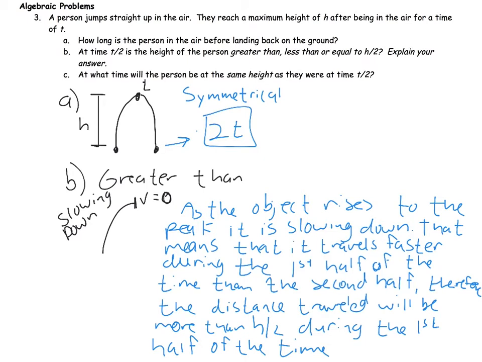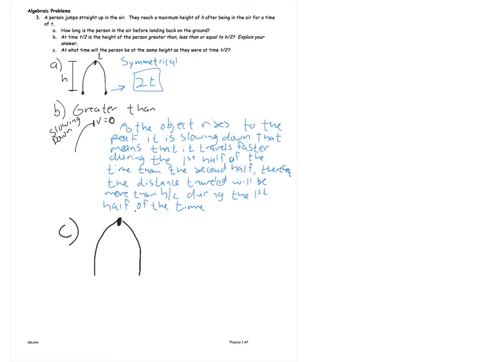One last thing, at what time will the person be at the same height as they were at t over 2? Once again, I'm going to draw my picture here. Here's my time of t. Here, a little bit more than halfway, is my time of t over 2. And so we want to know when we return to that height, which would be right in here.